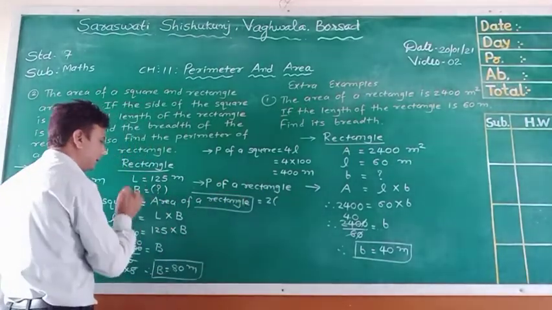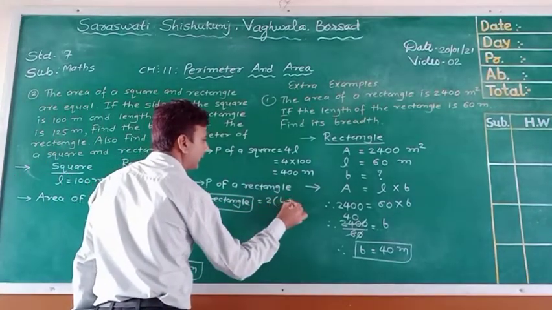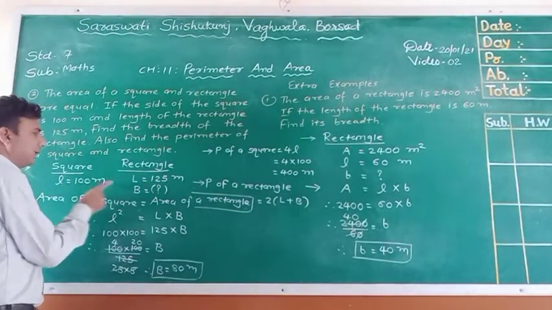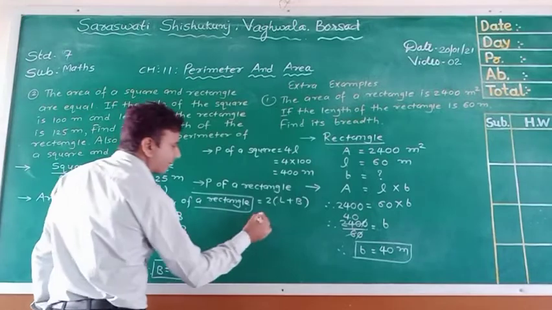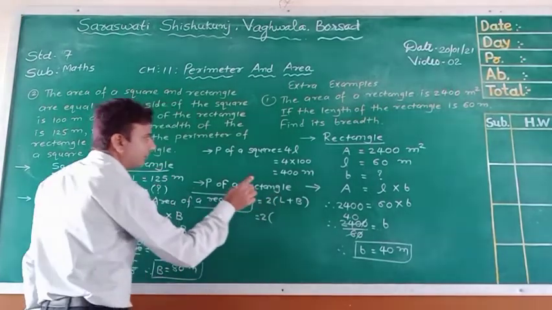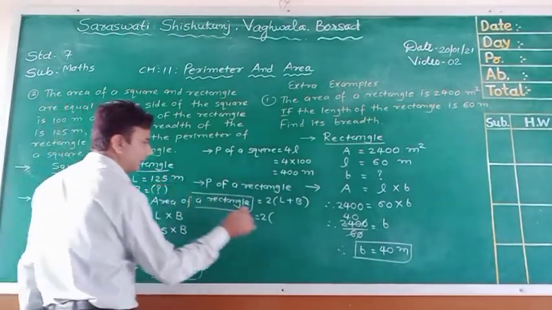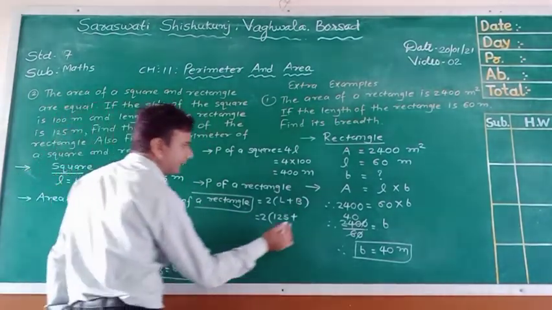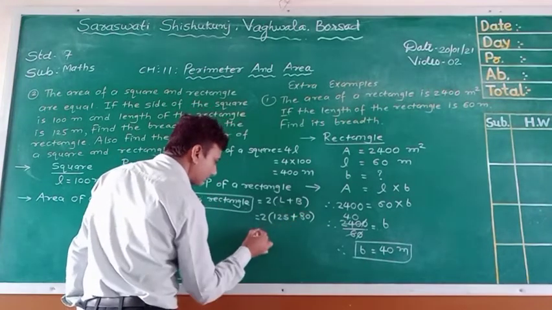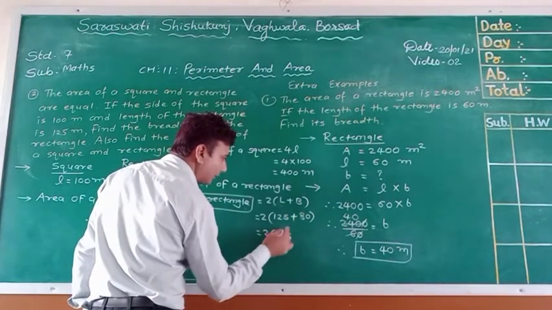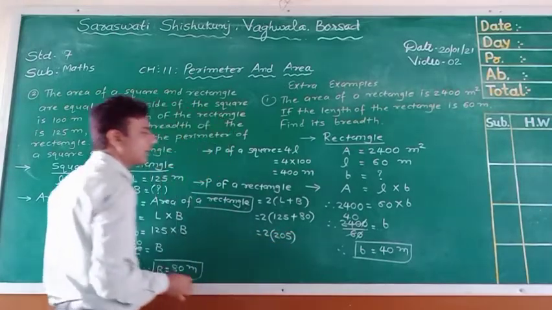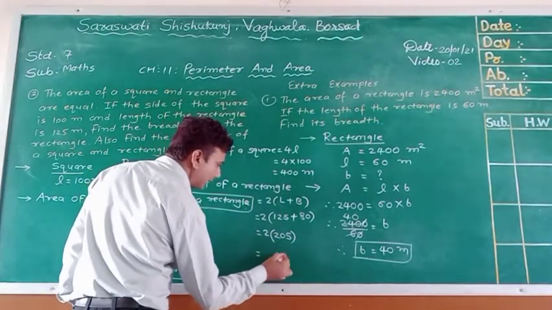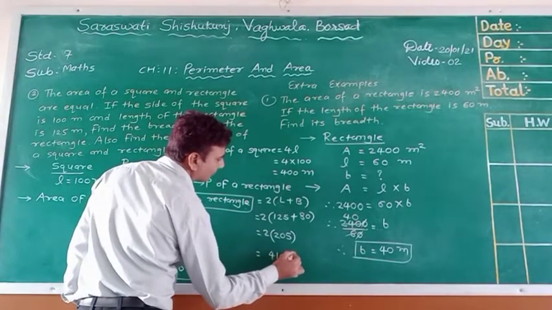Here we took capital L, so we will write here capital L and small b, because both look different. That's why small l and capital L I put here. 2, the length measurement is already given: 125. Great. The breadth I got is 80. This 5 plus 8, 2 plus 0, is 205. Now 205 multiplied by 2: 2 5s are 10, 2 2s are 4. 410 meter.